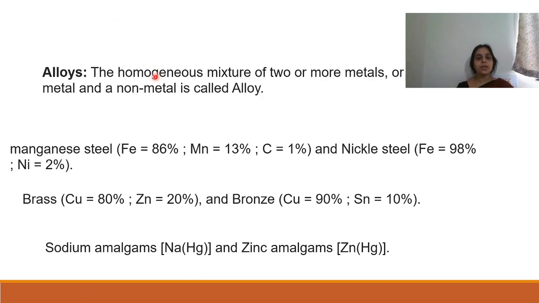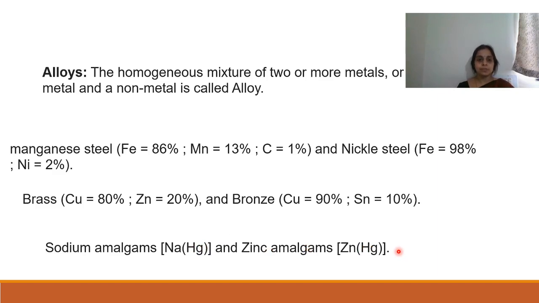Coming to alloy. An alloy is a homogeneous mixture of two or more metals, or a metal with a non-metal. For example, manganese steel has iron, manganese, carbon. Nickel steel has iron and nickel. Brass is an alloy of copper and zinc. Bronze is an alloy of copper and tin. Sodium amalgam: when we say amalgam, mercury should be there. So sodium amalgam is sodium and mercury. Zinc amalgam is zinc and mercury.